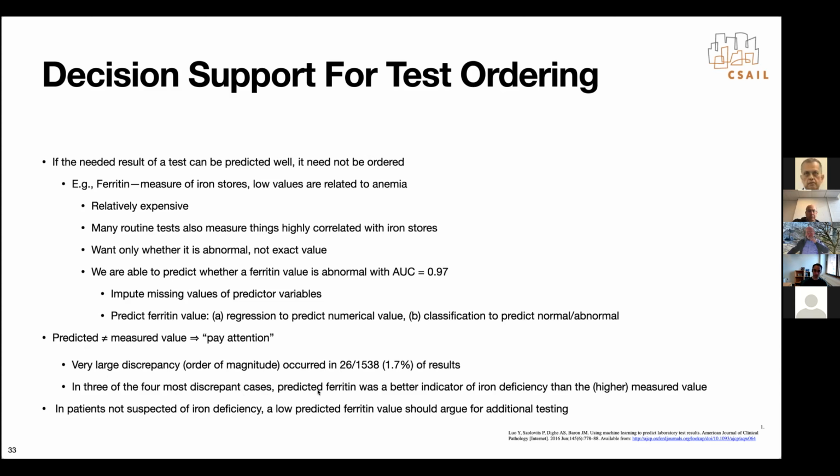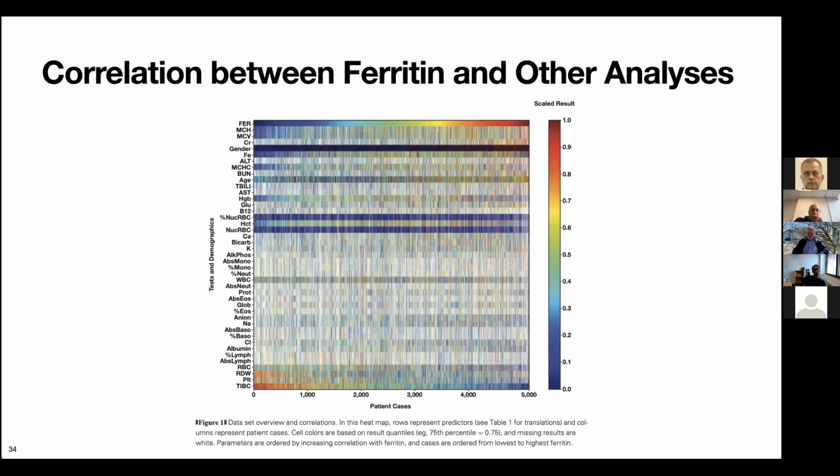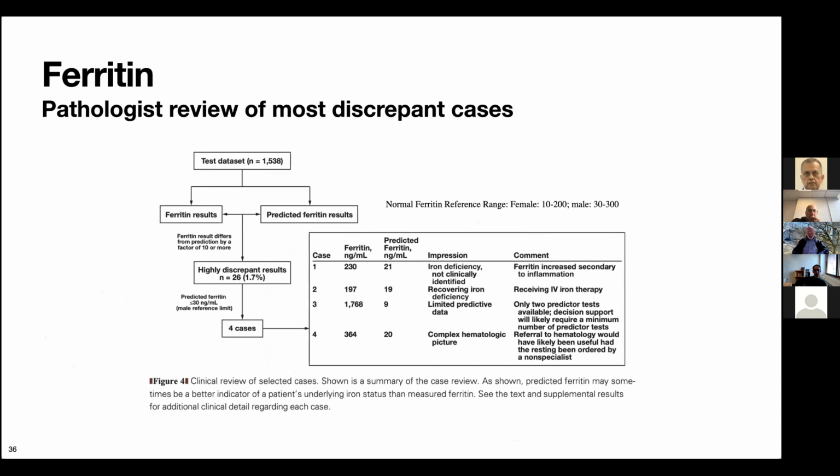And what they discovered was that the predicted ferritin was actually a better indicator of iron deficiency than the much higher measured value. Now you scratch your head and go, how could that happen? This is just the correlations. And the answer is that in one case, a patient actually had iron deficiency, which was not identified, but the ferritin is sensitive to inflammation. And so this patient had some systemic inflammation that drove up his ferritin value, but in fact, the predicted value, which was lower by an order of magnitude, was a better indicator of his true iron status.